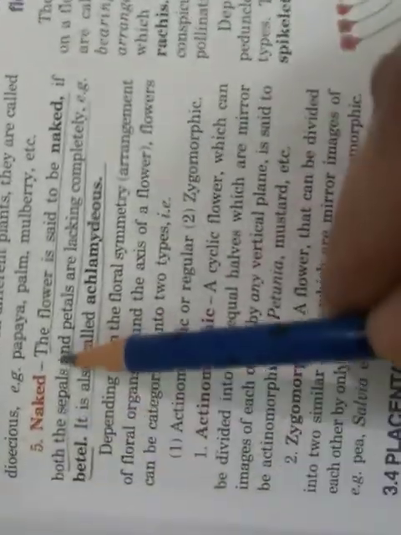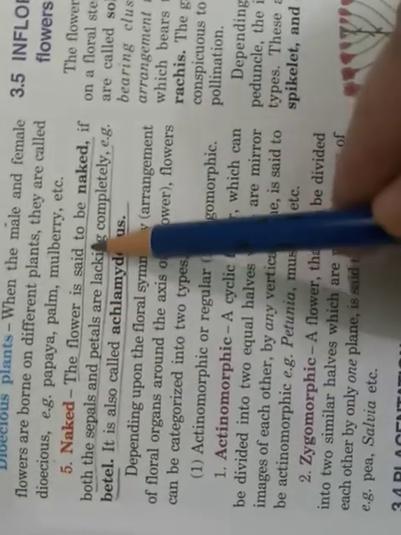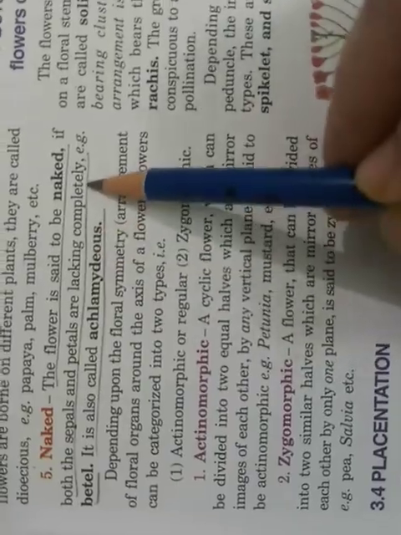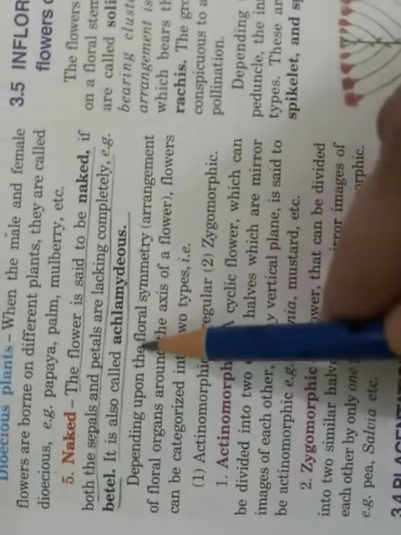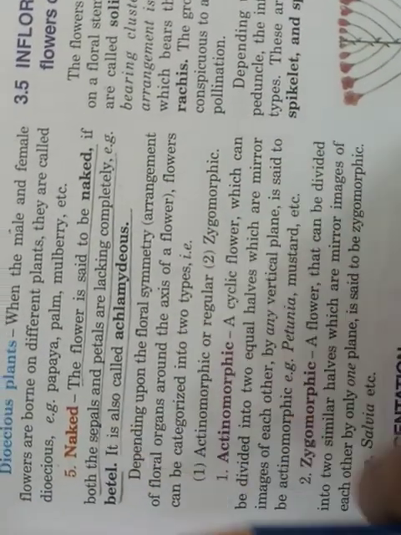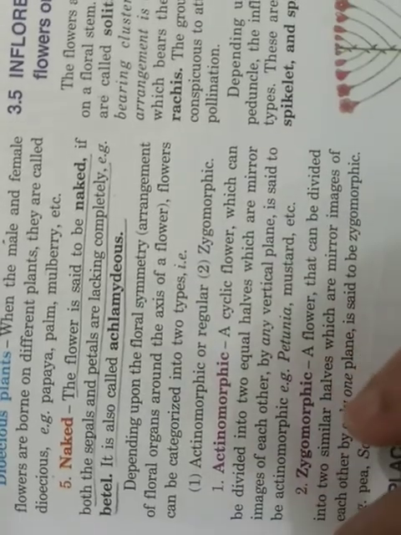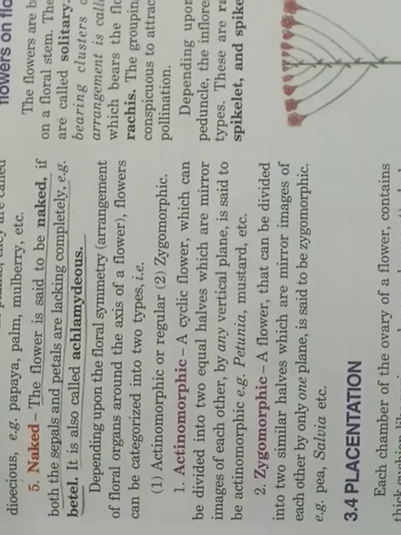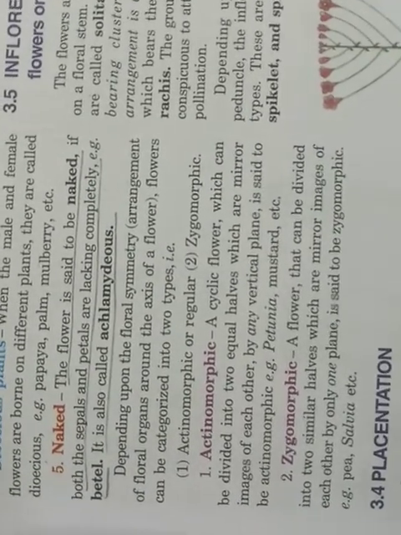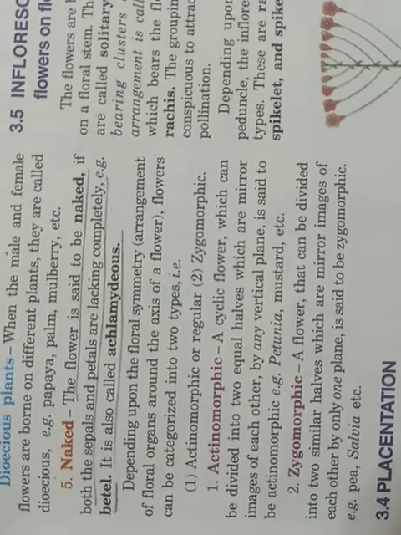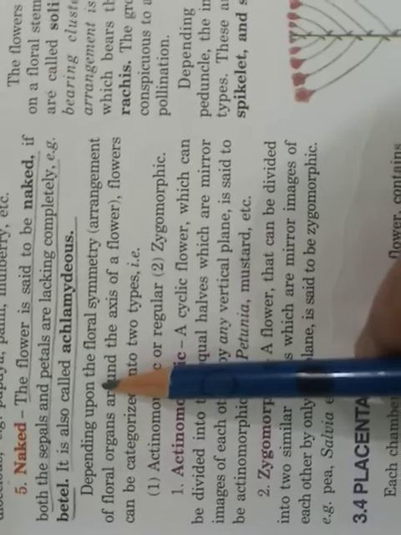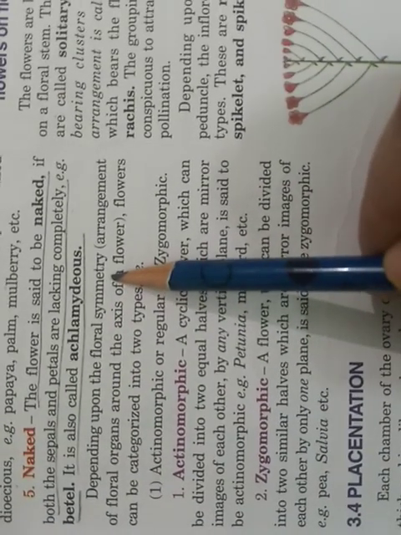Naked flower. A flower is said to be naked if both the sepals and petals are lacking completely. Example, betel. See here, in naked flowers, sepals and petals both are absent. These are the non-essential parts of the flower, and they are lacking completely. Such flowers are known as naked flowers. An example is betel.